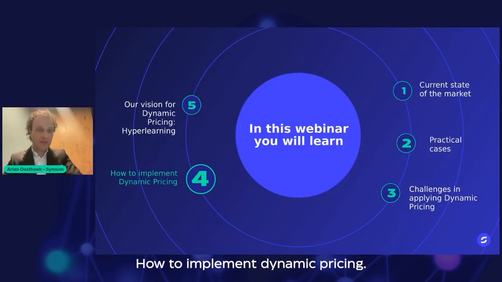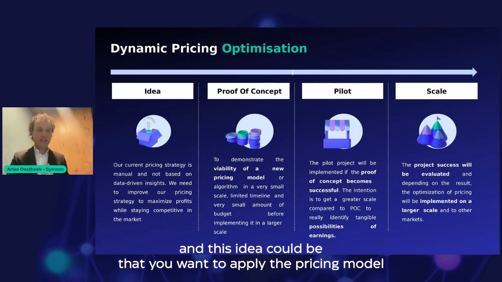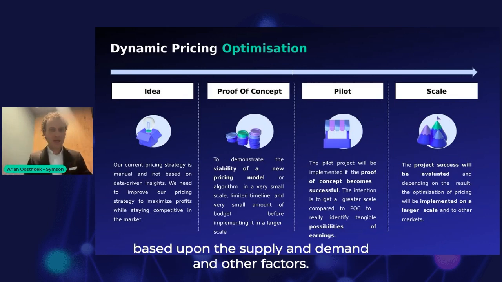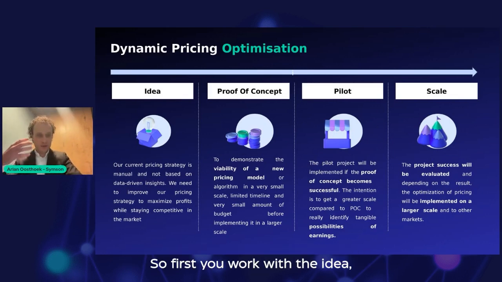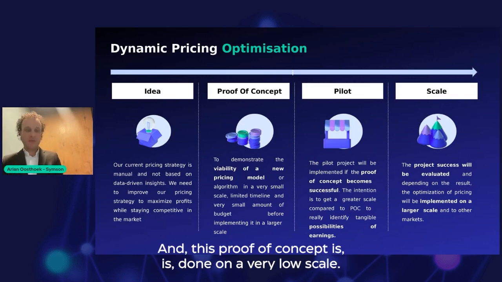How to implement dynamic pricing. If you have a dynamic pricing model, it often starts with an idea. And this idea could be that you want to apply a pricing model based upon supply and demand and other factors. So first you work out the idea, and with this idea we can start with a proof of concept. This proof of concept is done on a very low scale.